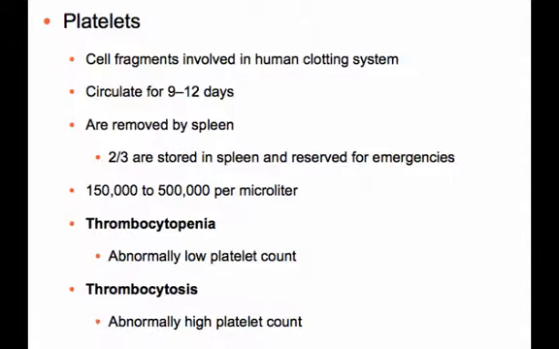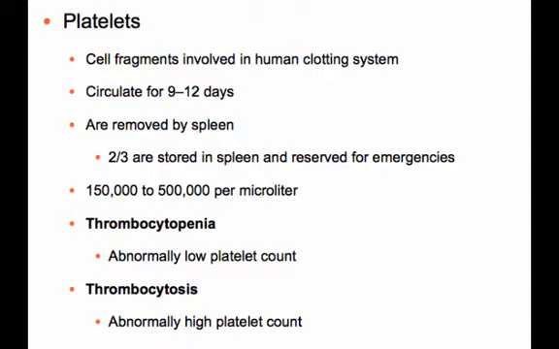White blood cells all develop in the bone marrow except for the monocytes, which develop into macrophages in the peripheral tissues. Platelets are fragments of the megakaryocyte cell and are involved in blood clotting in humans. They circulate for 9 to 12 days in the blood and then are removed by the spleen. Most of the platelets are reserved for emergencies. In a normal blood sample, the platelet count should be 150,000 to 500,000.